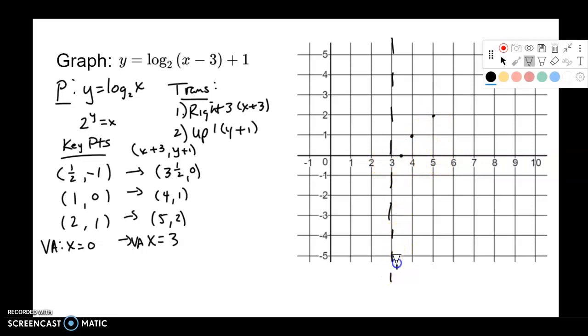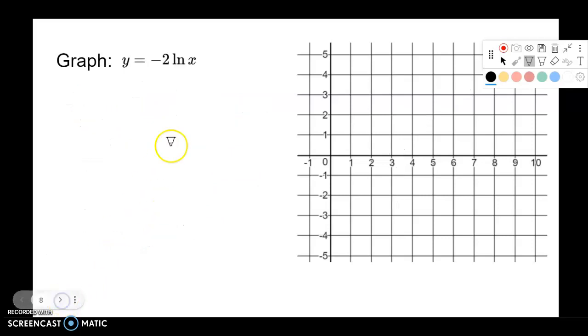And now the graph tries to stay close to the asymptote, passes through these 3 points, and swings itself away. And there's our graph. There's the graph for y equals log base 2 of (x minus 3), plus 1, using transformations and the parent graph. Okay, there's our first graph complete. All right, so let's try one more.